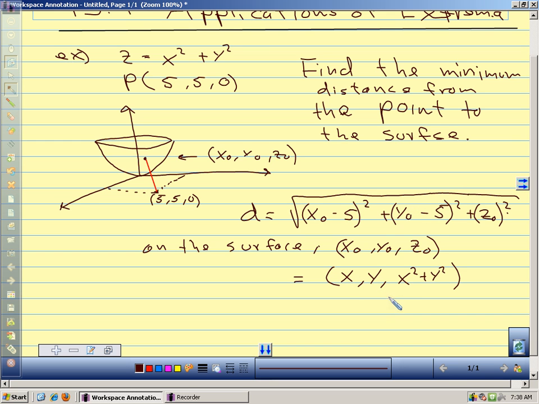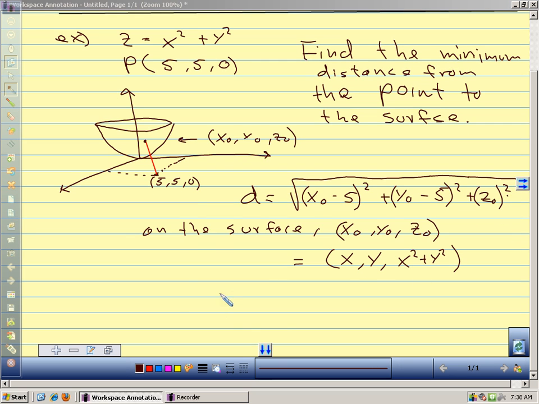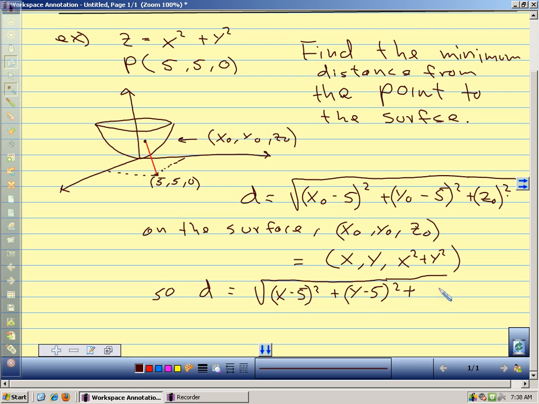So let's plug those into our distance. Our distance is the square root of x minus 5 squared plus y minus 5 squared plus x squared plus y squared, squared. And we want to minimize this distance.